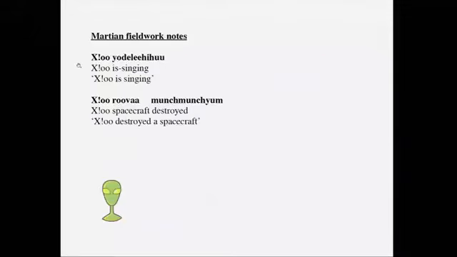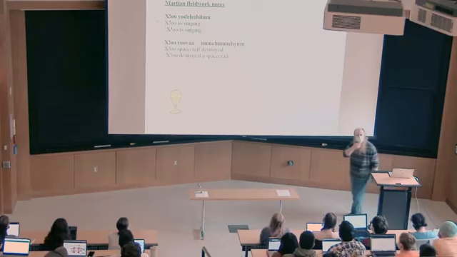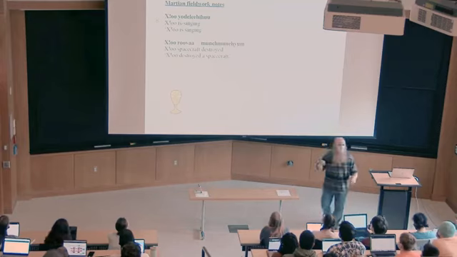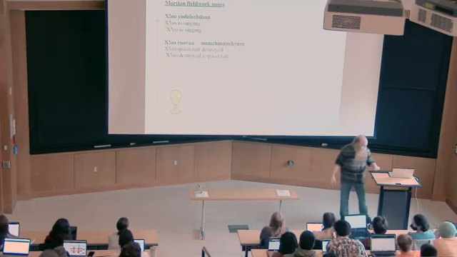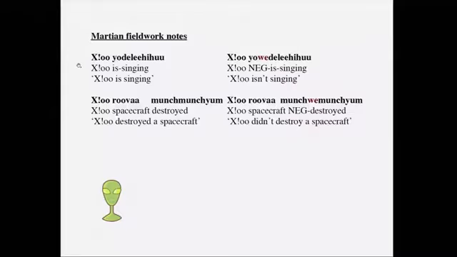Here's Go is singing, Go yodelehihu, and Go destroyed a spacecraft, Go rova munch munch yum. So here are two verbs that are longer, and we'll be able to tell by negating these which of the various hypotheses we've been floating are the most attractive ones. Turns out we get yowedelehihu and munchwe muncham. Yeah. So right, you're right, I'm not saying it right.